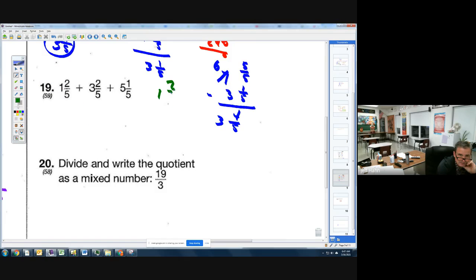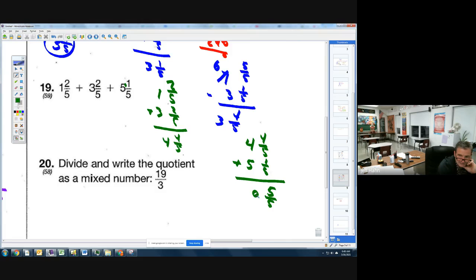These are all adding. I would add them up and down. 1 2/5 plus 3 2/5 gives me 4/5 and 4. And then I'm going to add 5 1/5 to that. 4 4/5 plus 5 1/5. I get 5/5 for my fraction, and 4 plus 5 plus 4 is 9. I can't leave 5/5 because it's kind of an improper fraction. 5/5 is the same as 1, so I have to add that 1 to the 9, and that gives me 10 as my final answer.